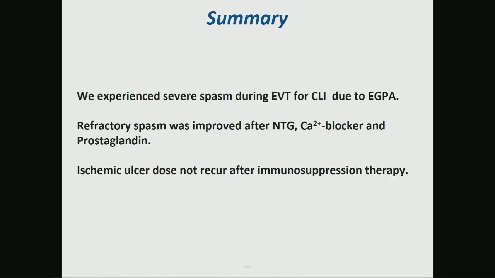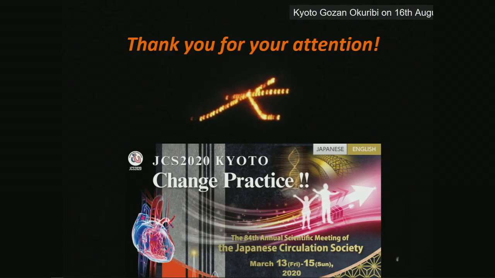So in this case, we experienced severe spasm during EVT for CLI due to EGPA. Refractory spasm was improved after nitro, calcium channel blocker, and prostaglandin. The ischemic ulcer did not recur after the immunosuppression therapy. Thank you for your attention.